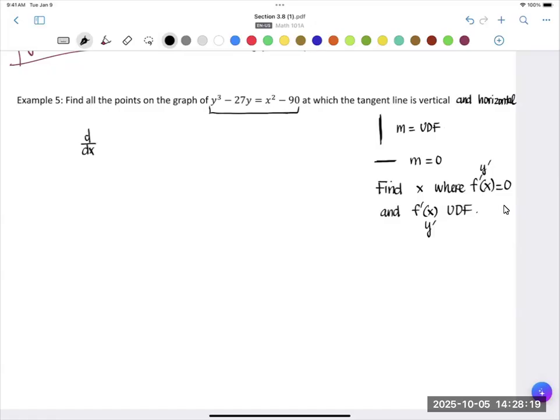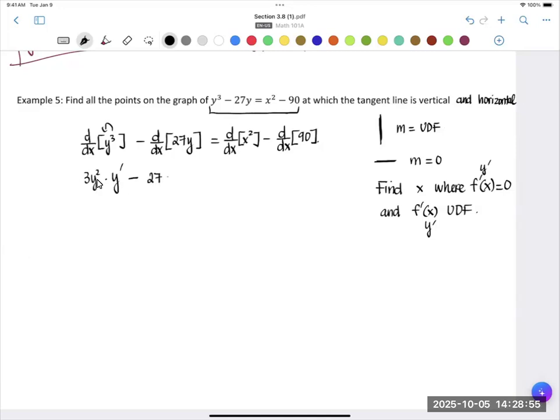So d over dx of y cubed minus d over dx of 27y equals d over dx of x squared minus d over dx of 90. So now what is d over dx of y cubed? We just bring down the power and take the derivative, right? So we're going to have 3y squared, but don't forget every time you take the derivative of y, you're going to have y prime, minus 27 times y prime equals, this is going to be 2x, and the derivative of 90 is 0.